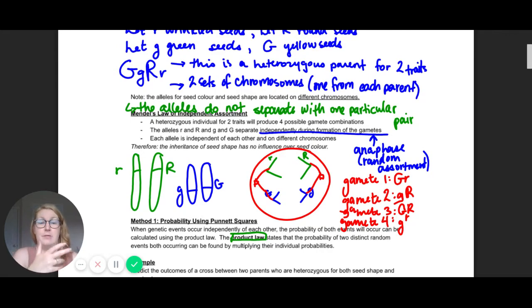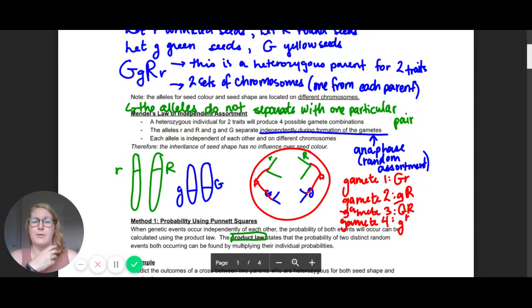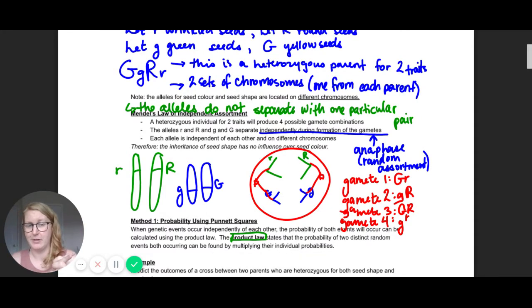So that was my note that I mentioned before. We must assume that, otherwise we cannot use this type of method that I'm about to show you. So as mentioned, it means that the inheritance of a particular seed shape has no influence on a particular seed color. Again, we're oversimplifying things. This does not work for human genetics as well as it works for other things. We do have one really good example in human genetics, which is blood typing, which I'll show you in a few minutes.